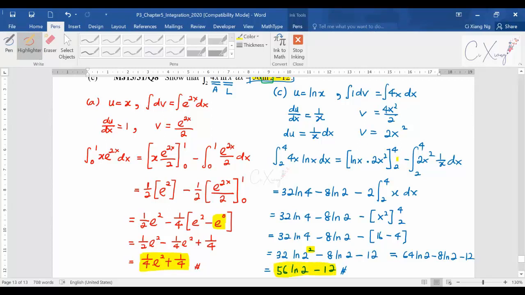Again for this example, you can see that I substituted the limit halfway when I hadn't completed the integration by parts. The other way is to complete the whole integration by parts, and only then substitute the limit straight away for the whole answer.